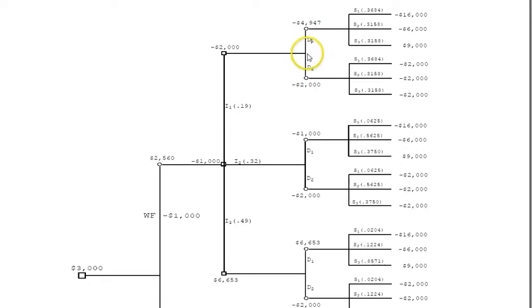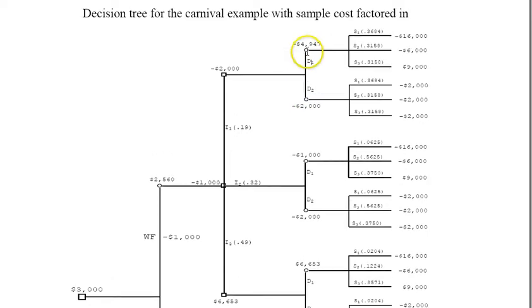three states of nature with these posterior probabilities, and these are the payoffs. And notice here we have negative 16,000 because we are factoring in the cost of the forecast. So we're adding 1,000 to each of the payoff entries, factoring in the sample cost. Same thing here, and same thing on all of these. And now we do the calculations backwards.